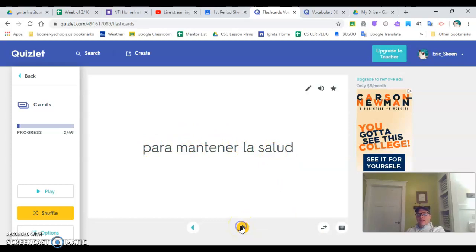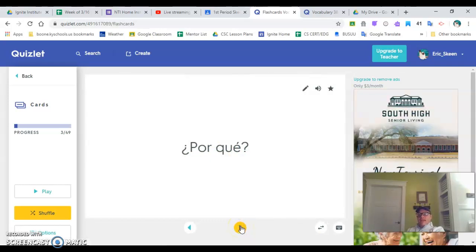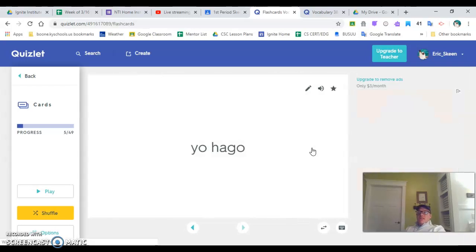How to maintain health. The next one is por qué. It is a question word, so therefore the answer is question related. Okay? Why? ¿Por qué? Why? The next one is creo que sí. It comes from the verb creer, C-R-E-E-R. Okay? And the verb creo, I believe. Creo que, or I think. Creo que sí is I think yes, or I think so. Creo que sí.